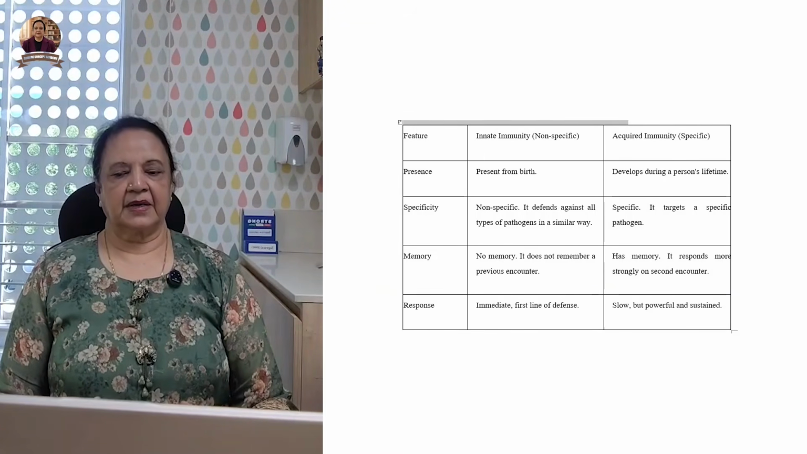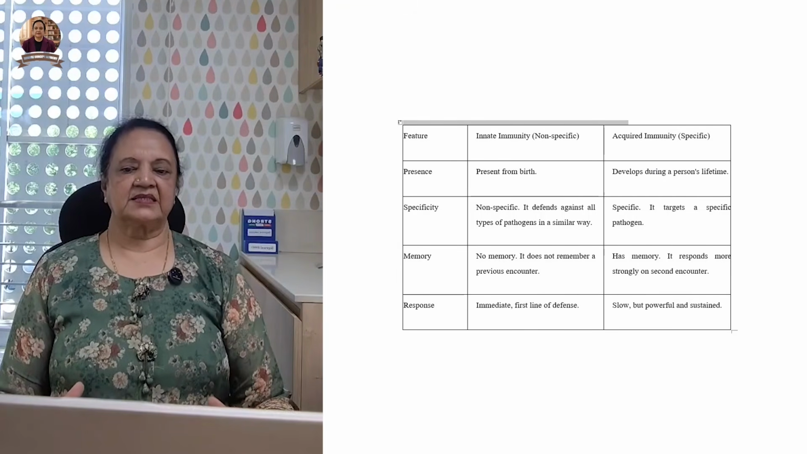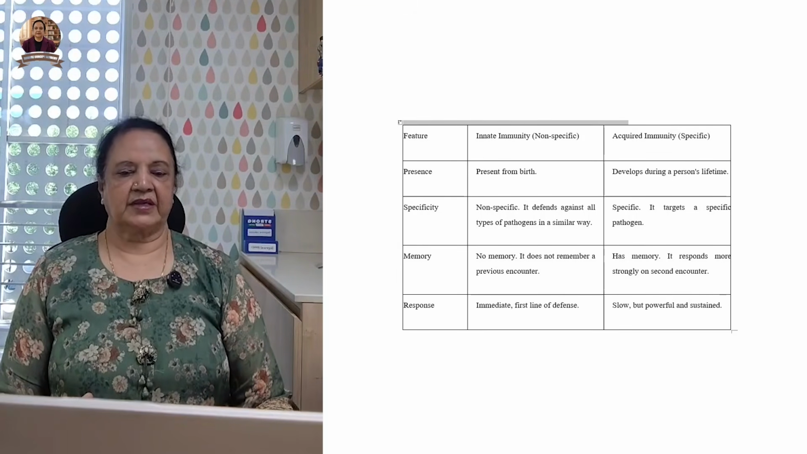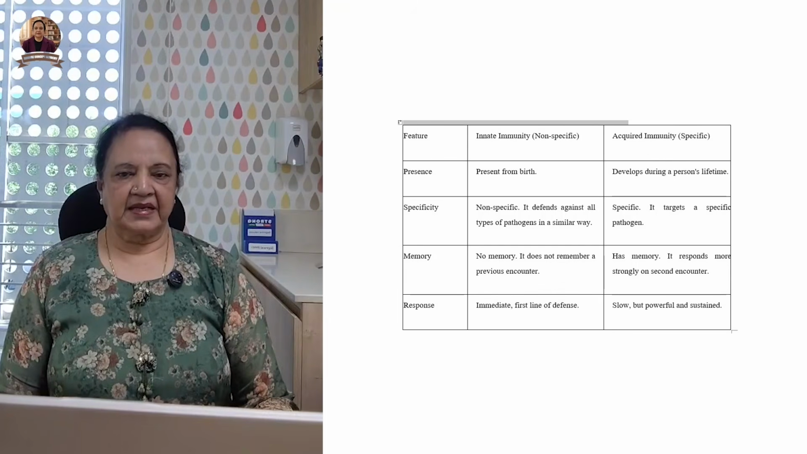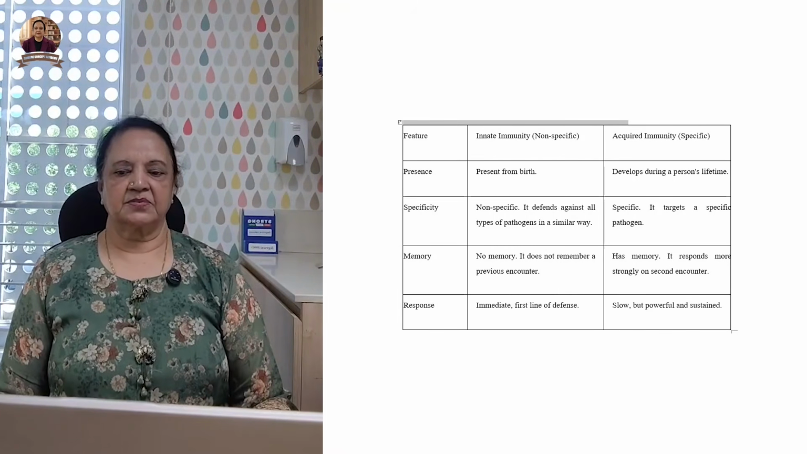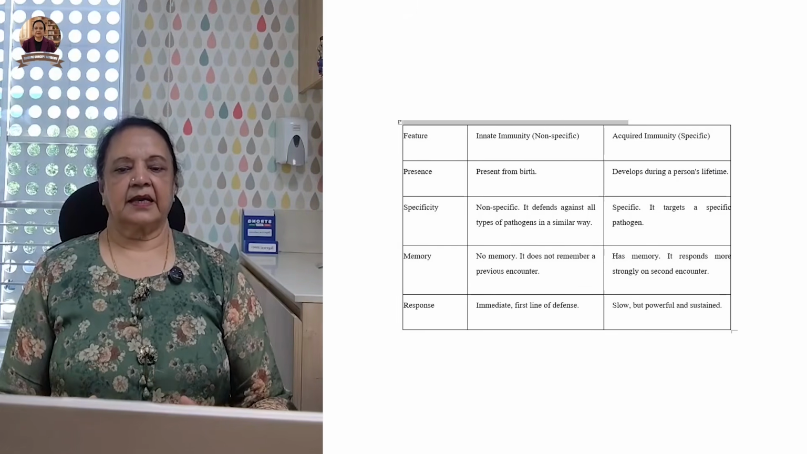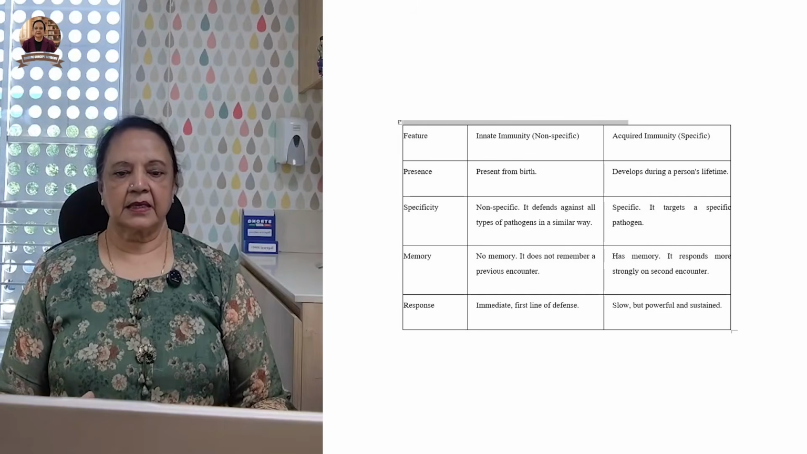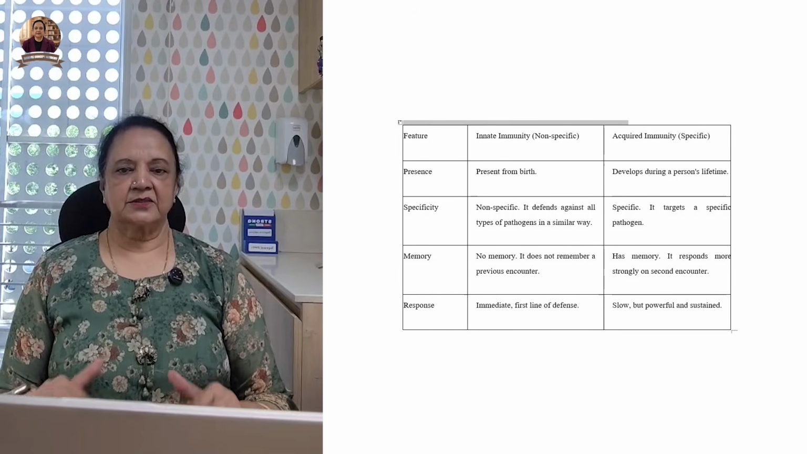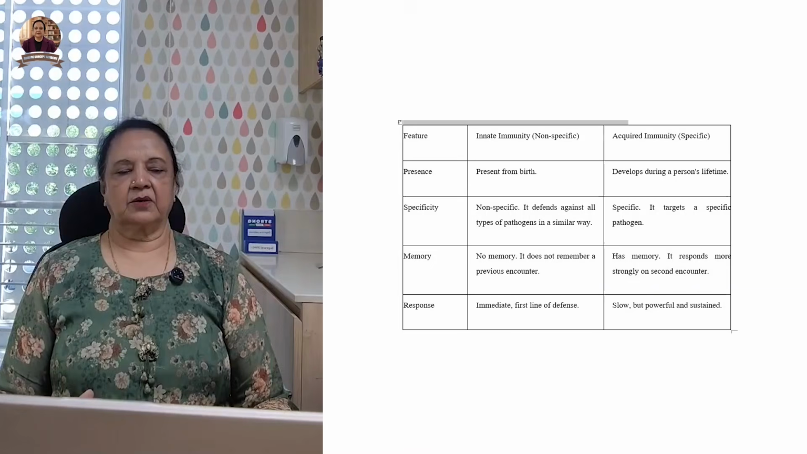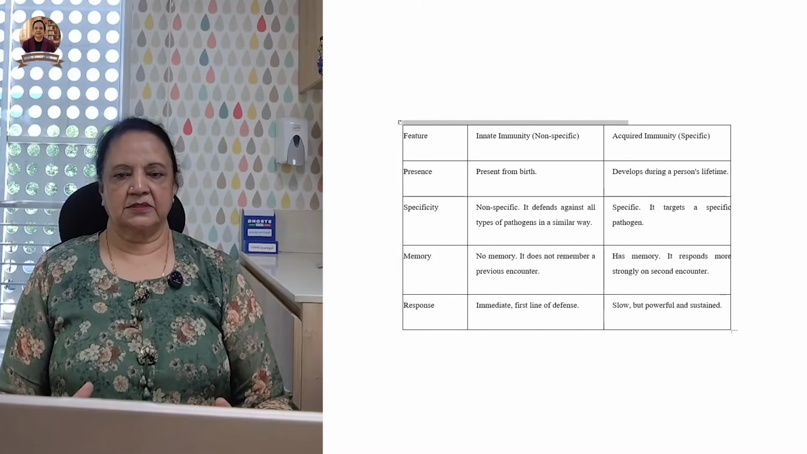First is the physical barriers. The skin, it prevents the microbial entry. Mucous membranes, they trap microbes in respiratory or the gut tract. Physiological barriers like acid in the stomach, they kill the microbes. Lysosome in the tears, they break down bacterial cell walls.